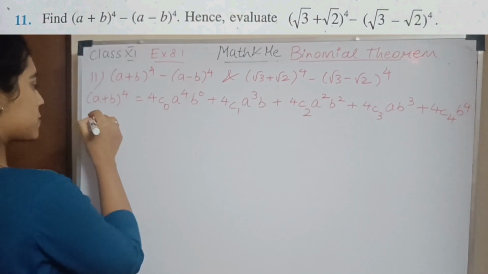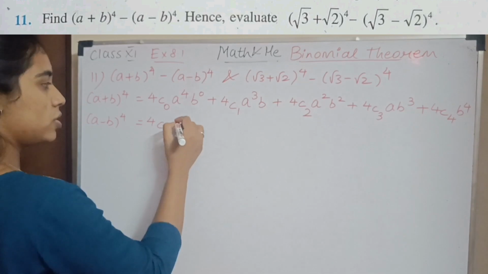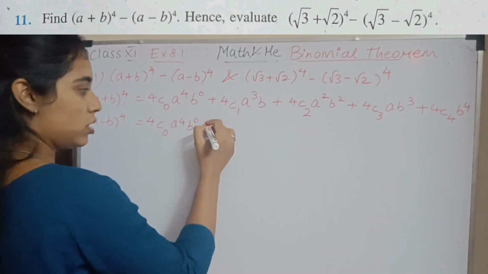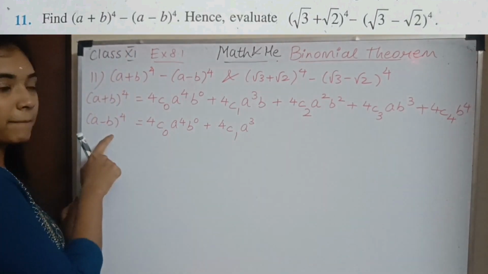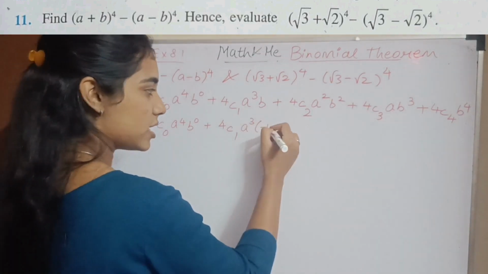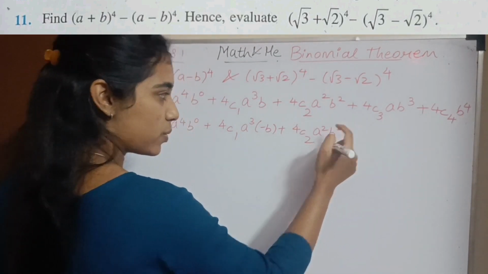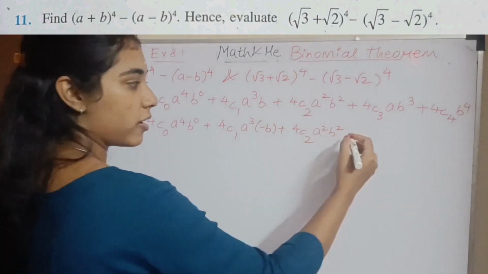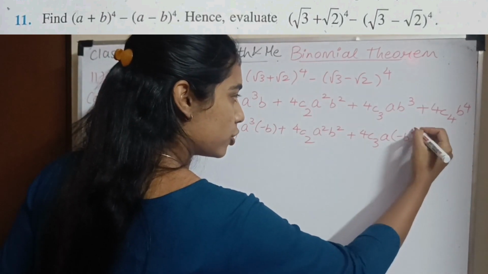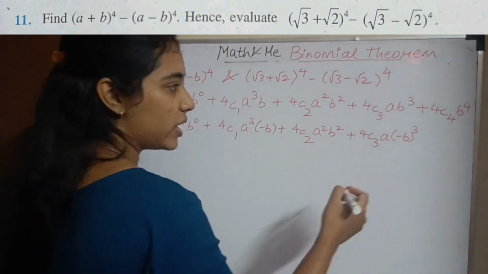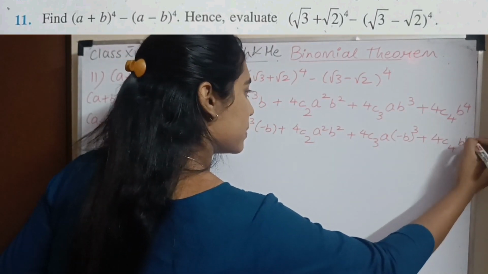Now what is (a minus b) the whole power 4? It is nothing but 4c0 a to the power 4 b to the 0 plus 4c1 a cube times minus b to the power 1. Correct? So it is minus b, plus 4c2 a square b square, since minus b the whole square is b square, plus 4c3 a times minus b the whole cube, which will be minus b cube. We will write it in the next step. Plus 4c4 times b power 4.